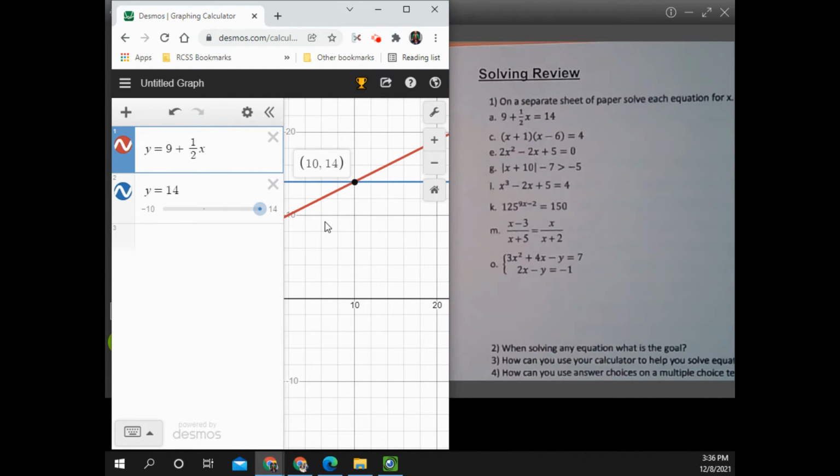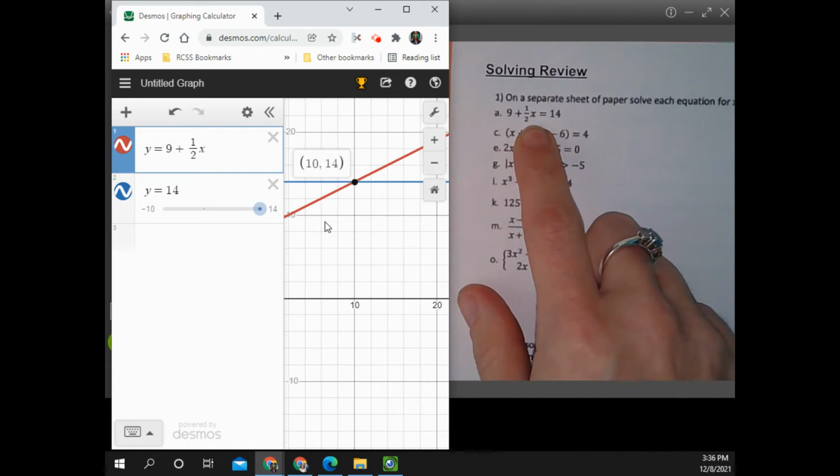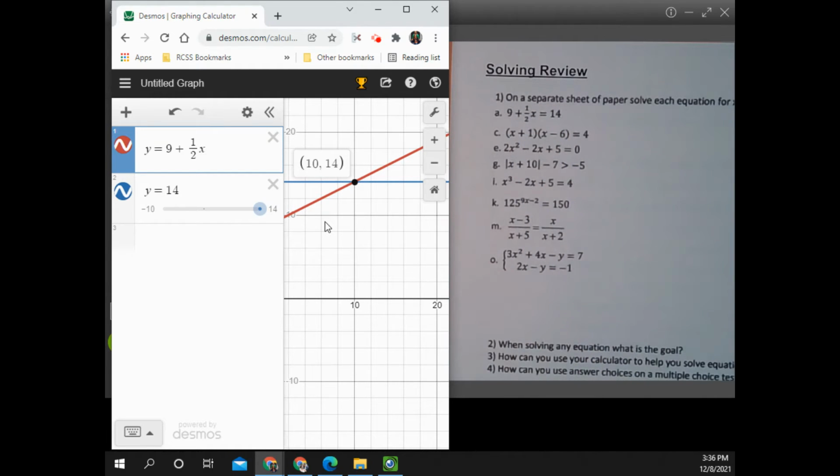Okay? Now, some of y'all may prefer to just solve that by hand. It might be quicker than having to type it in. All right? But that's how you use Desmos for just equations. So you can do any of the equations here.